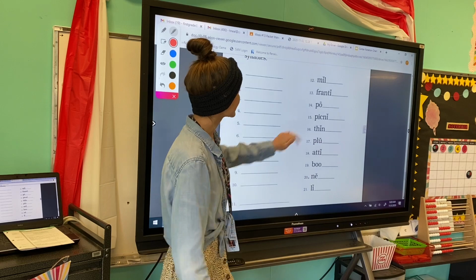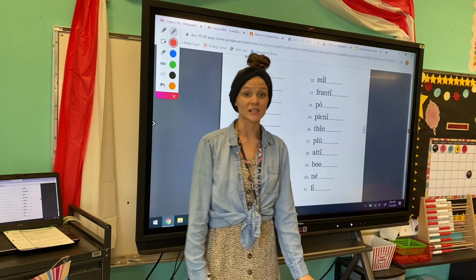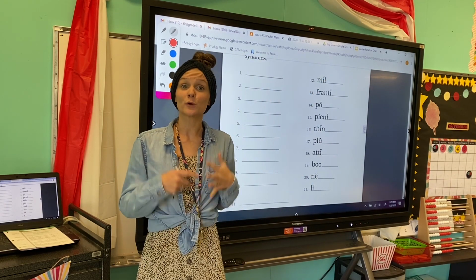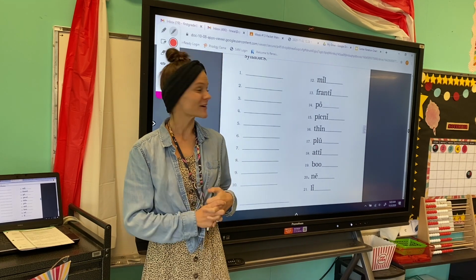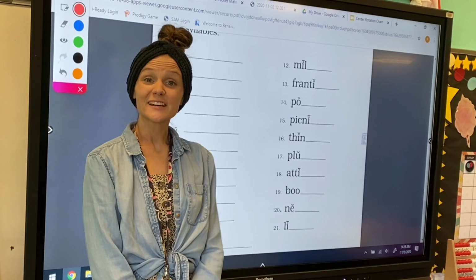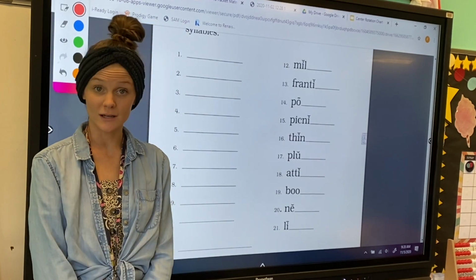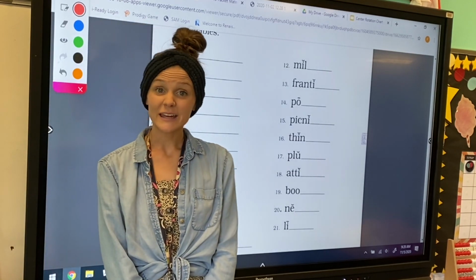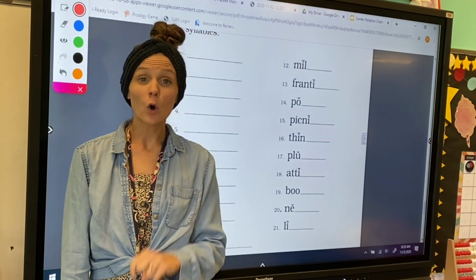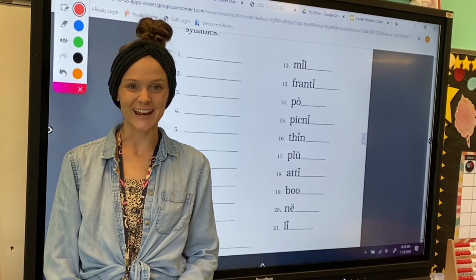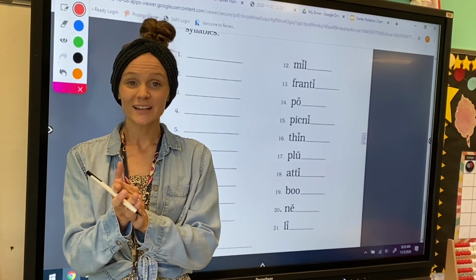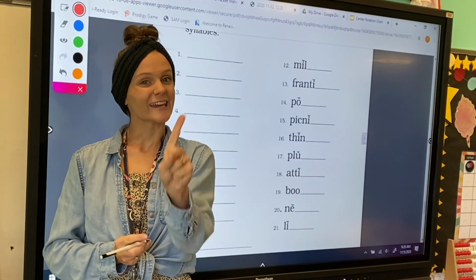We have some words listed over here on this side of our worksheet. Some of them are going to follow the rule we just learned, and some of them are not. So let's start by looking at number 12. This word is going to be milk. Is milk a one-syllable word or a more than one-syllable word? Let's clap it out and see. Ready? Milk. It only has one syllable.